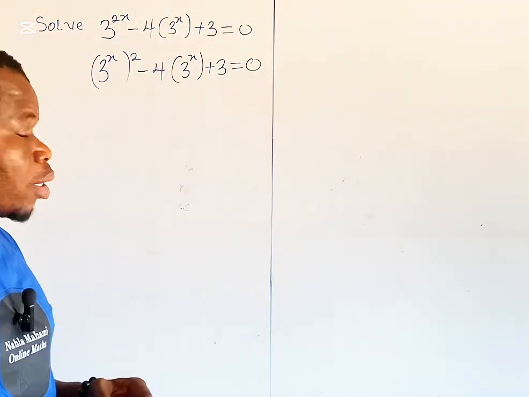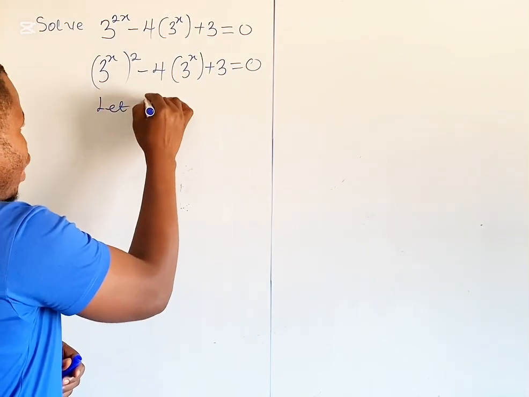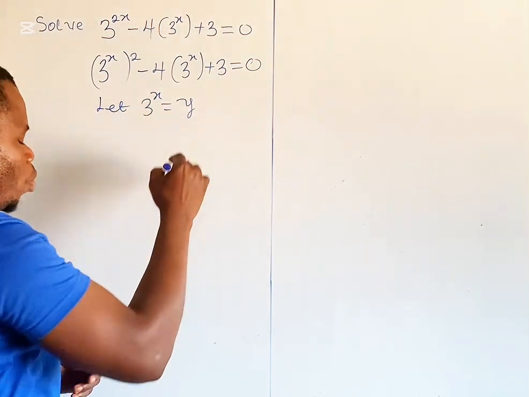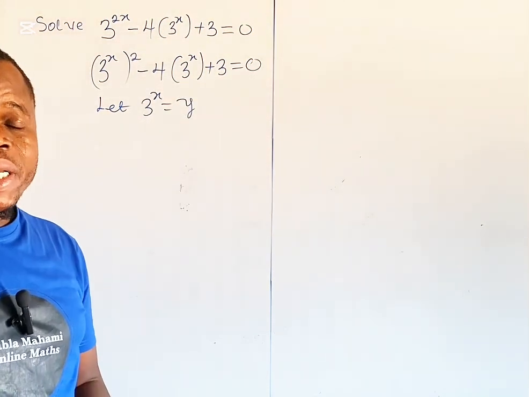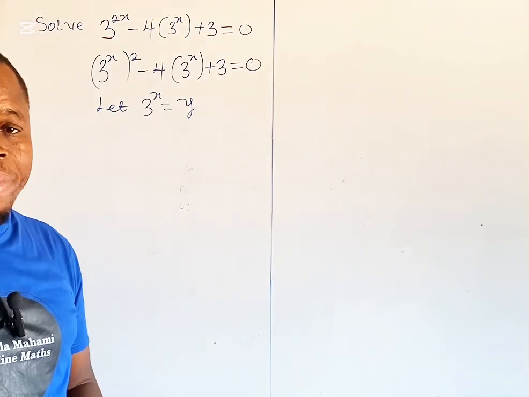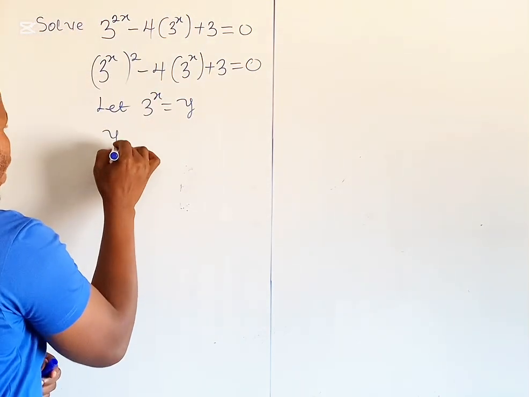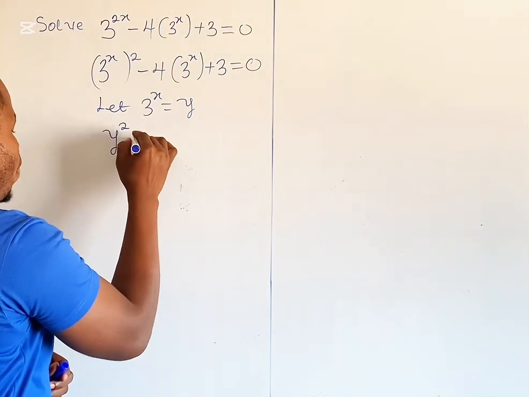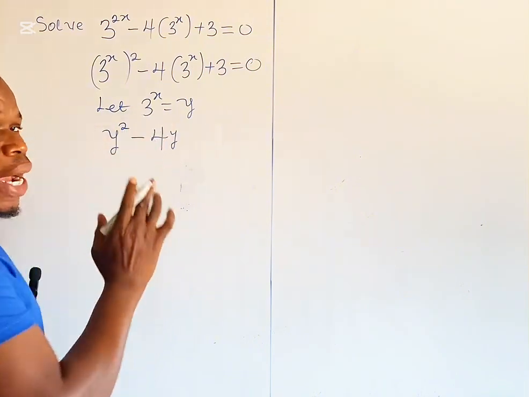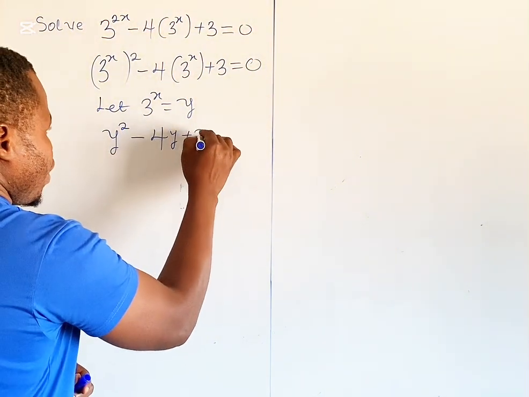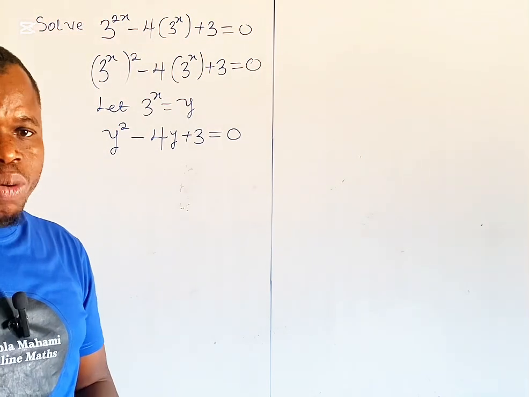After this, I will now say that let 3 exponent x be equal to y. So go back to the equation. Wherever we see 3 exponent x, we replace it by y. So here I'll take the whole of this and write my y, but the power here is 2, minus 4. We take this one and replace it by y, plus 3 is equal to 0. We now have a quadratic equation.